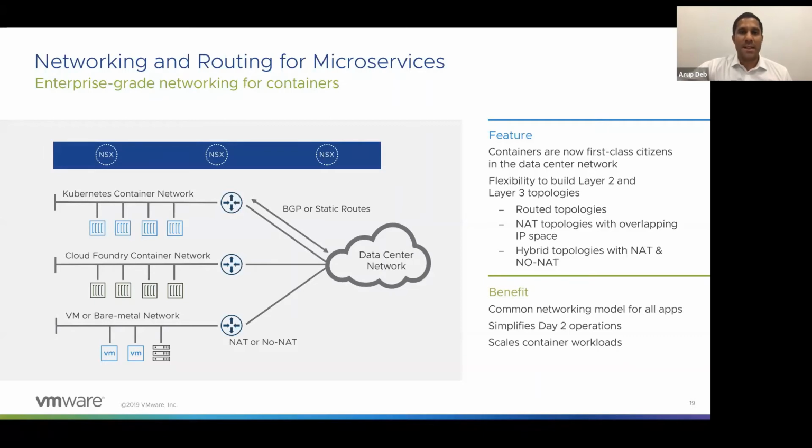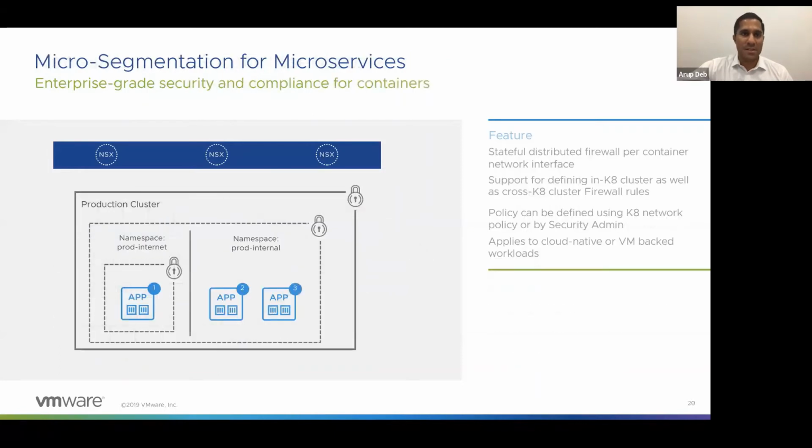So it means that the same team that is taking care of the data center network will take care of networking for both the containers and the rest of the workloads, your normal VMs, because it's the exact same platform. You don't need to create another silo for your microservices. The other one is segmentation, so firewalling.